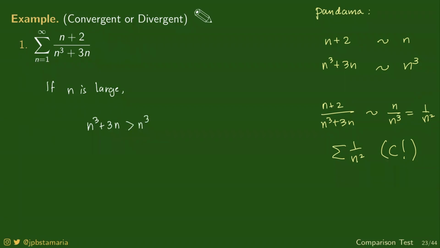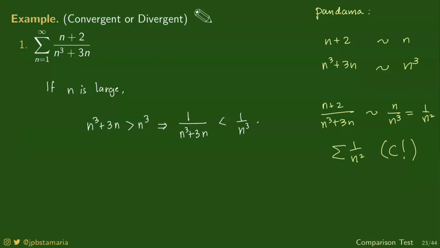Tama ba? Tama ba inequality? So, yung 1 over n cubed plus 3n, ano mangyayari dyan? It's less than 1 over n cubed. Yan. Okay, malapit na. Malapit na matupad yung pangarap ko.